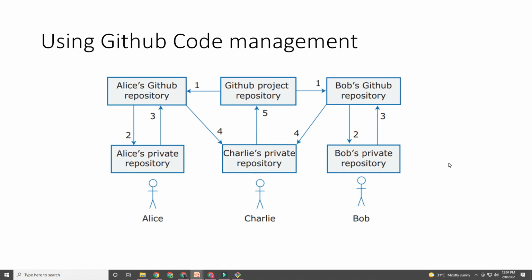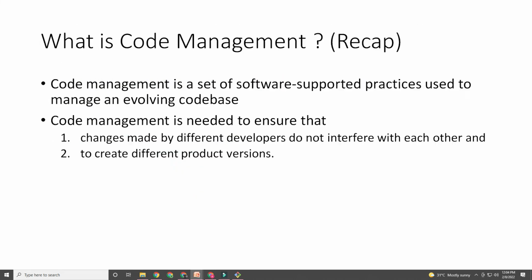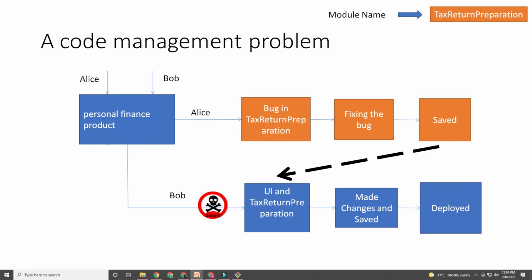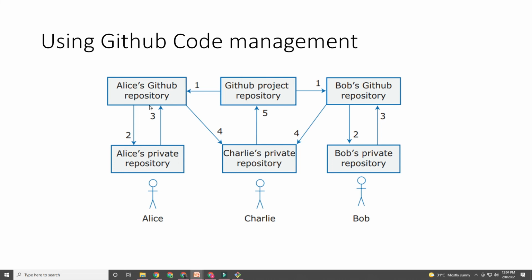Now, the problem I discussed with Alice and Bob, let us see how it is solved. The code will be available in the common project repository. Both Alice and Bob access the code from here. Alice is making changes, and Bob is also making changes. In the intermediate, there is a team leader or manager, let's say Charlie, who has a private repository. Alice and Bob will each send their code to Charlie's private repository.